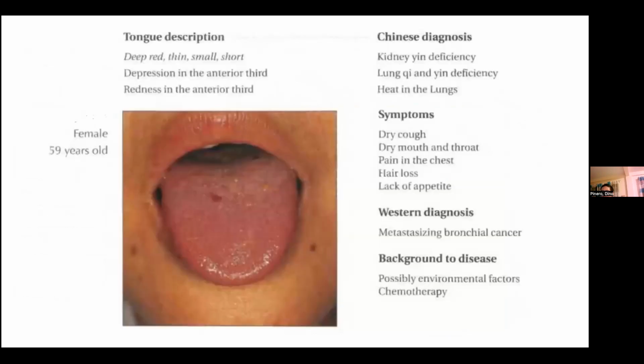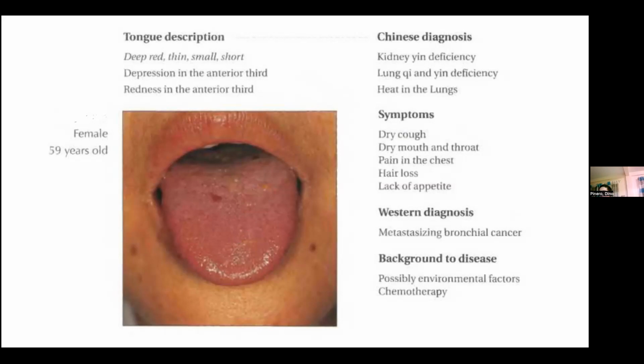Next, we have a female, 59 years old. The tongue is deep red with thin, small, and short. This indicates that there is presence of kidney deficiency. There is also depression in the anterior third. So observe po natin yung picture. Sa harap po ng tongue, there is a depression indicating that there is presence of lung qi and yin deficiency. Redness in the anterior third. Okay, mapula po dito. Sa may harap ng tongue, indicating that there is heat in the lungs.